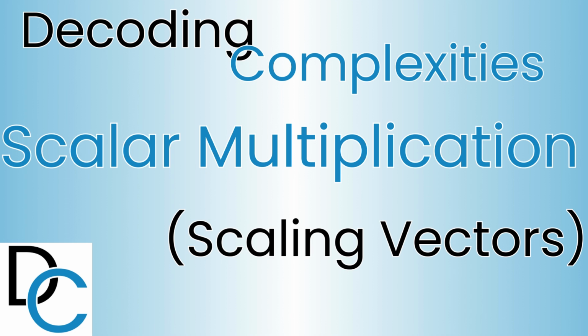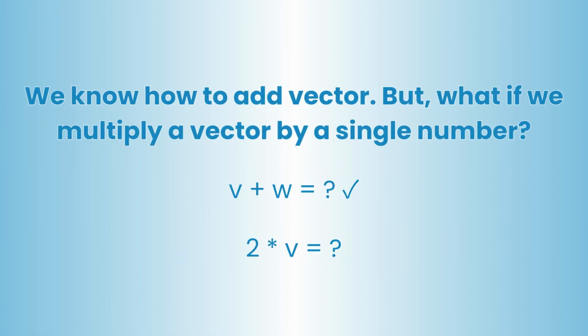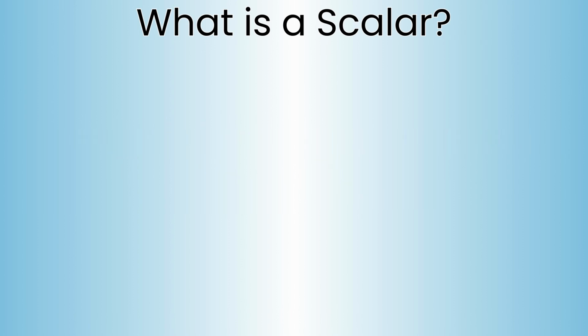I am Pradeep. Alright, so we know how to add two vectors together using the head to tail rule. But what happens if we take a vector and just multiply it by a single number? This is called scalar multiplication. And the scalar is just the formal name for a regular single number like 2, -1 or 0.5.